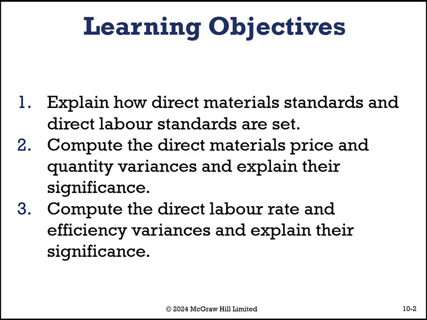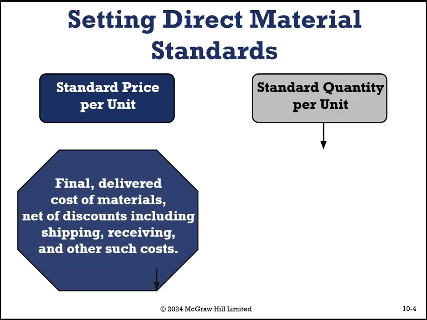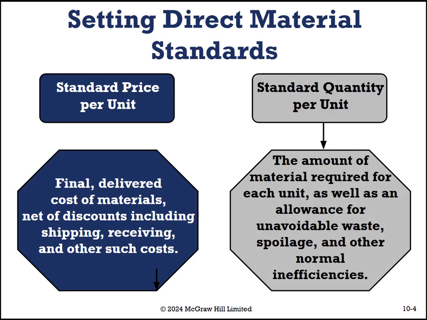Let us get right into learning objective number 1. The overview, explaining how direct materials standards and direct labor standards are set. So first, a visual. When we look at setting standards for our direct materials, we talk about the following. First, a standard price per unit. So what does it typically cost us? What's the final delivered cost of materials, net of any discounts, shipping, receiving, and other such costs. So grounded, what is this going to cost us?